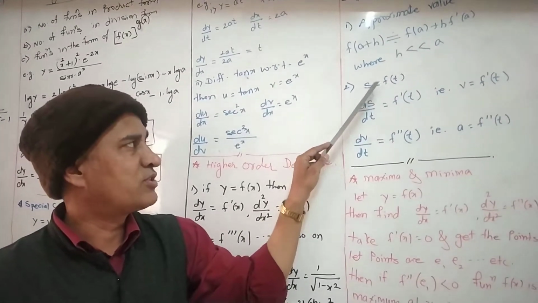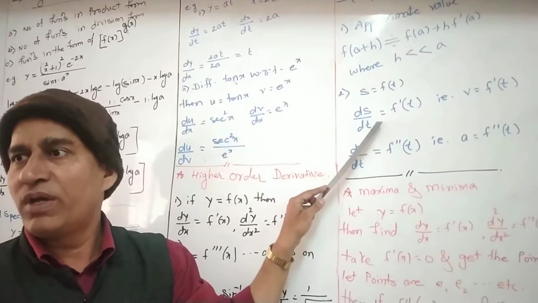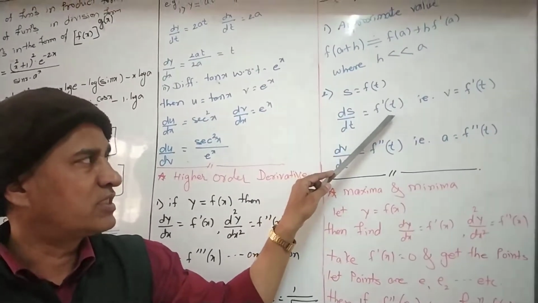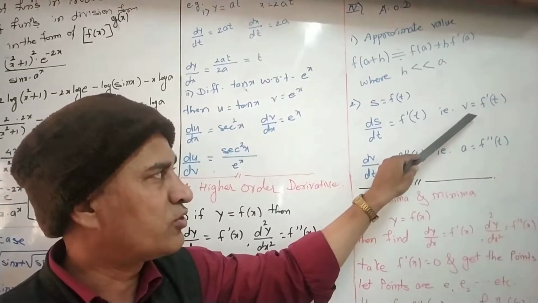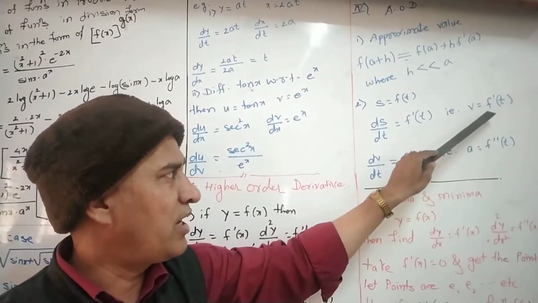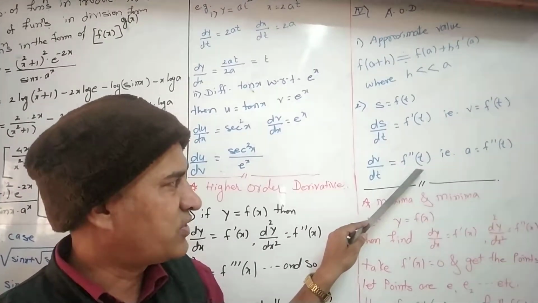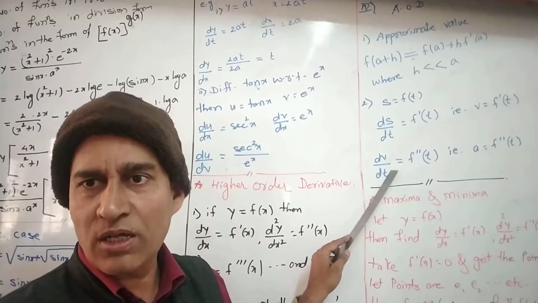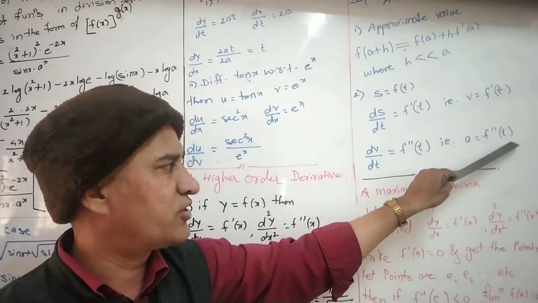Then suppose x is equal to f of t. Differentiating with respect to t, we get ds by dt equal to f dash t. That is the rate of change of displacement, that is the velocity of the particle, v equal to f dash t. If you differentiate it again, we get dv by dt equal to f second dash t, which is nothing but the acceleration of the particle, that is a equal to f second dash t.